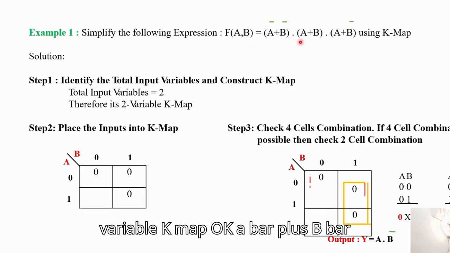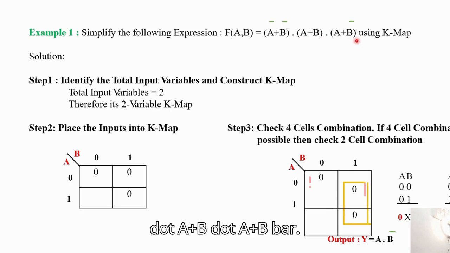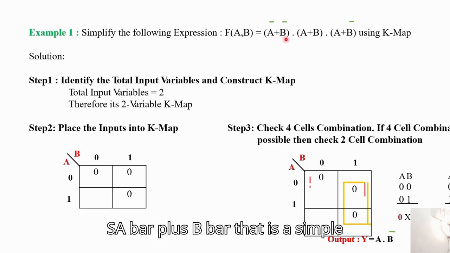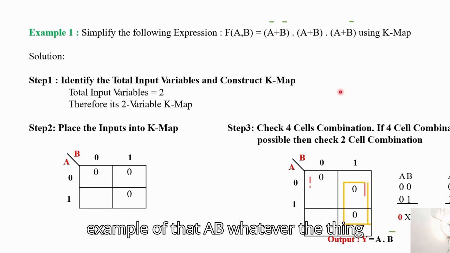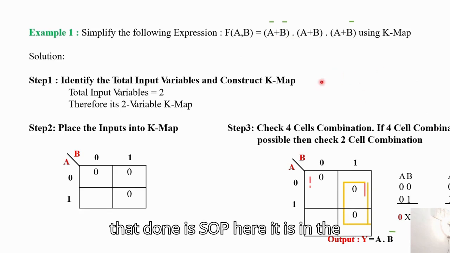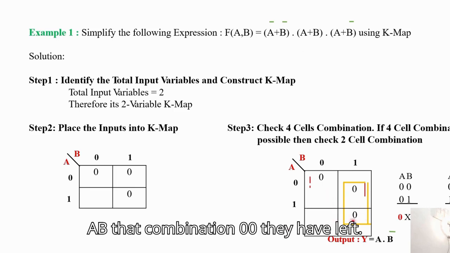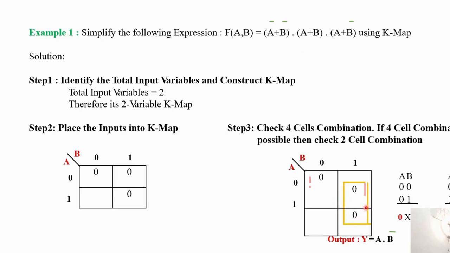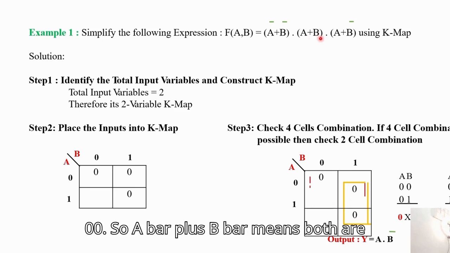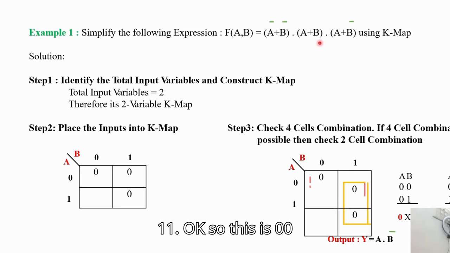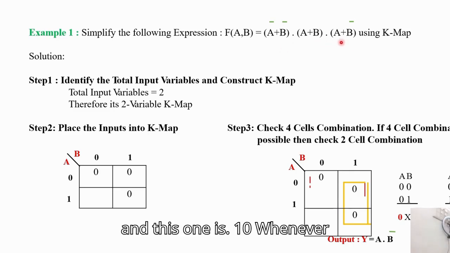Okay, A bar plus B bar dot A plus B dot A plus B bar. Okay, so A bar plus B bar, that is a simple example. Whatever was done in SOP, here it is done in the reverse form. Okay, so for A, B, that combination 0 0 they have mapped. A plus B means that is 0 0. So A bar plus B bar means both are 1 1. Okay, so this is 0 0 and this one is 1 0.